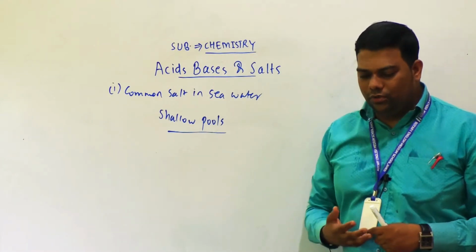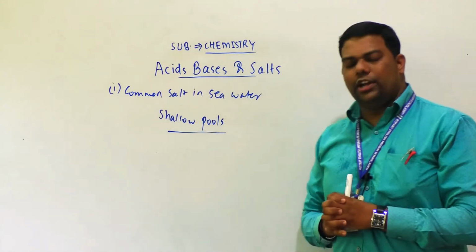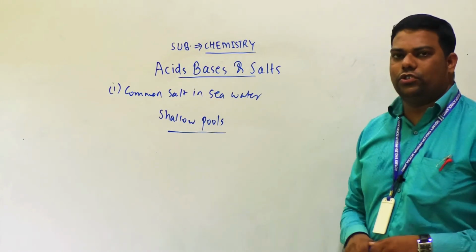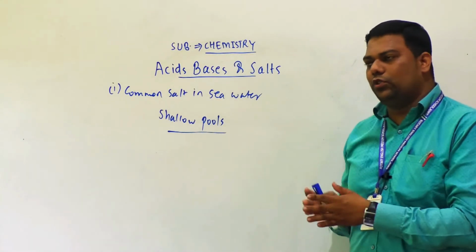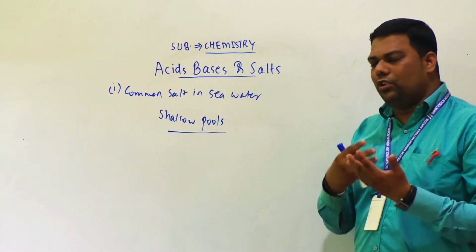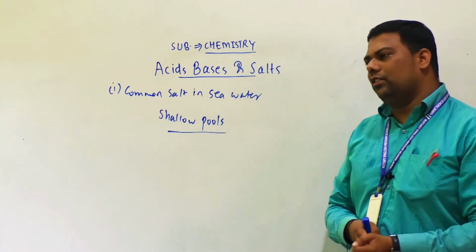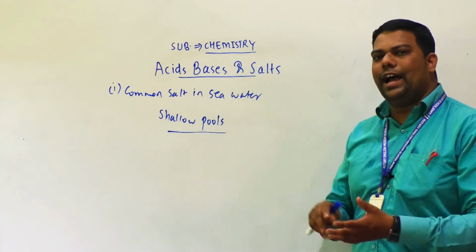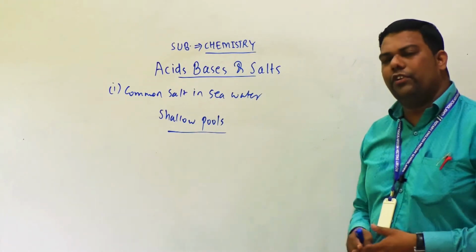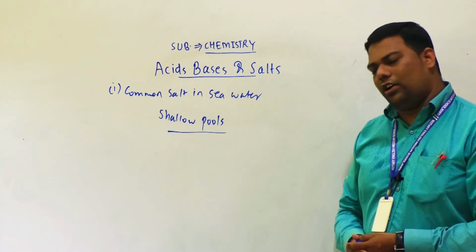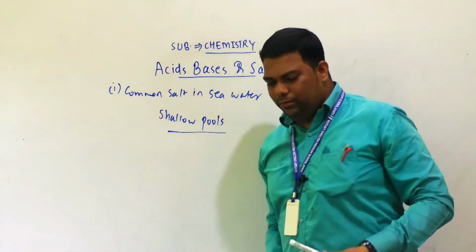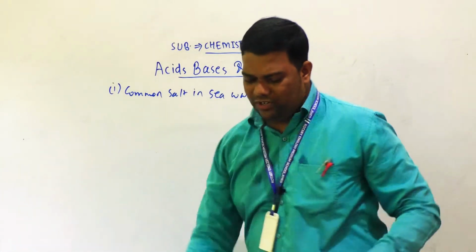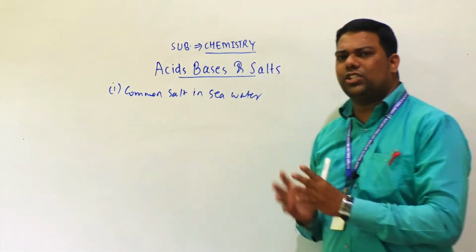Then this salt is purified and iodized by adding iodine before use. As you know, you also see iodized salt on TV. So how is it iodized? By adding iodine. Then we can use that iodized salt. It is one of the most important points. You must know that shallow pools means a region where there is the least water content.